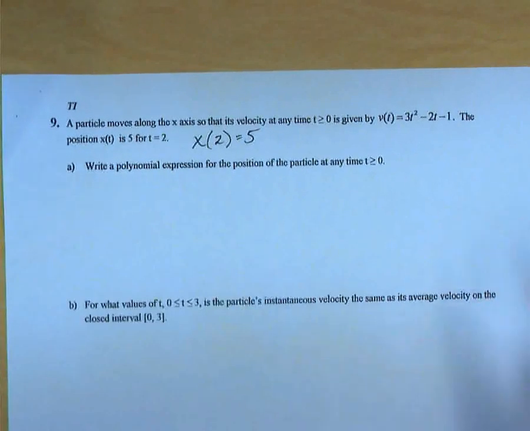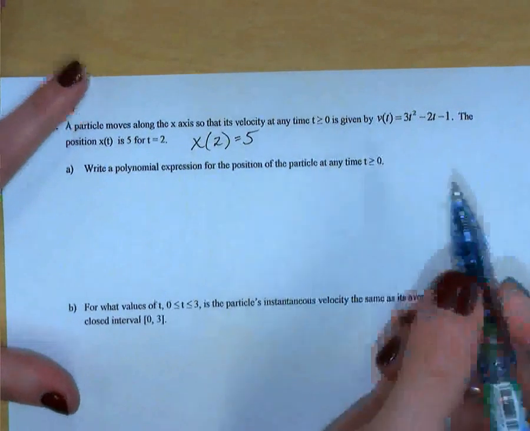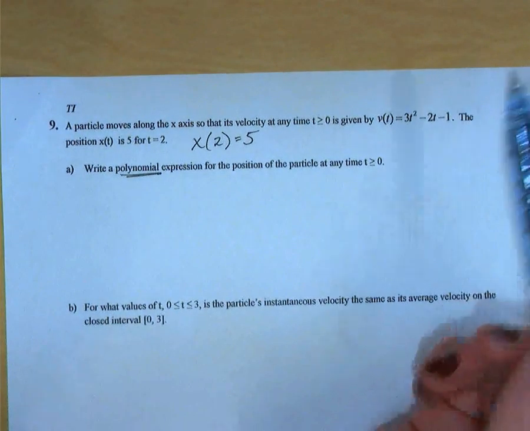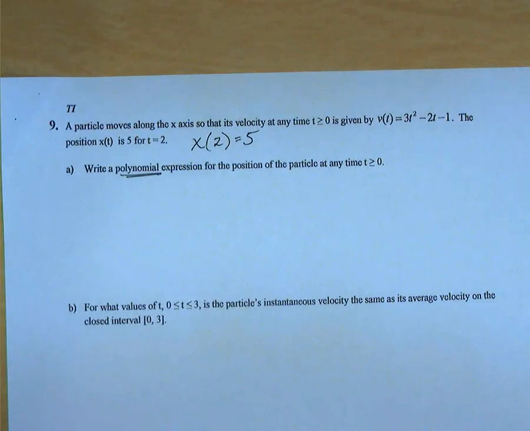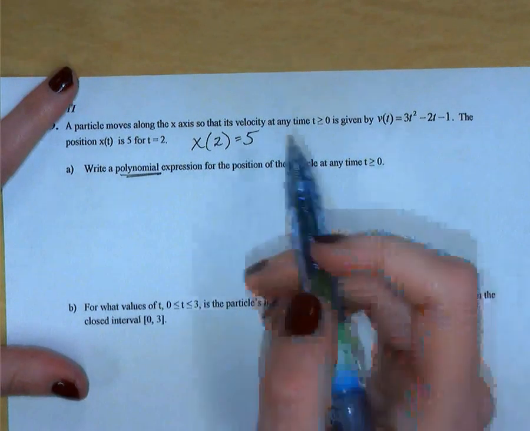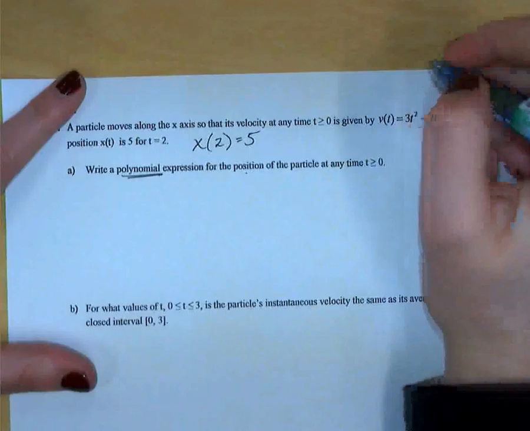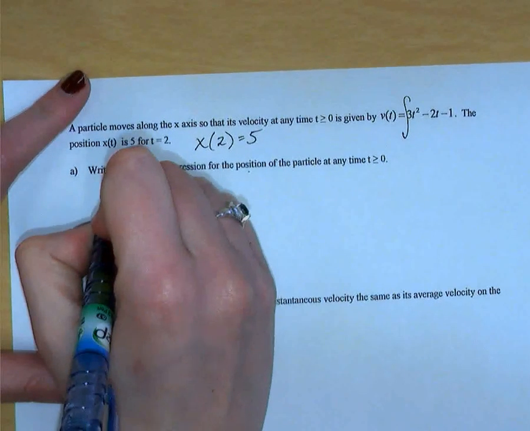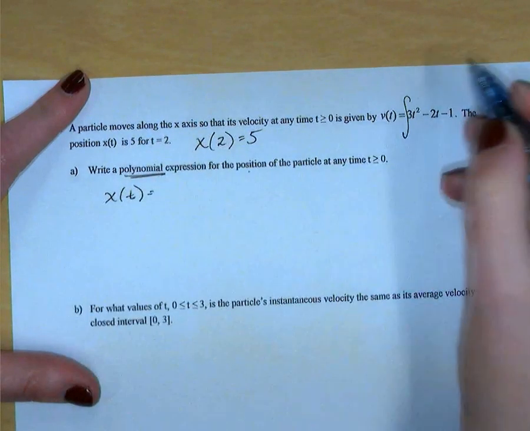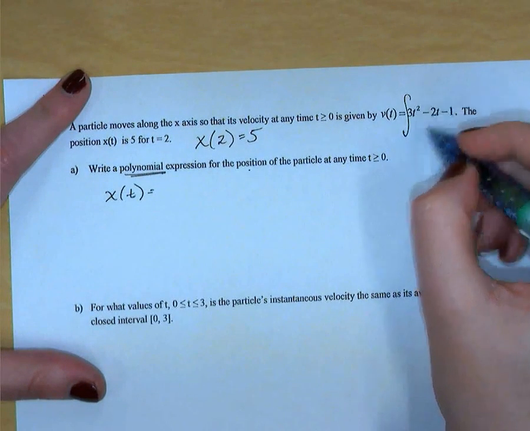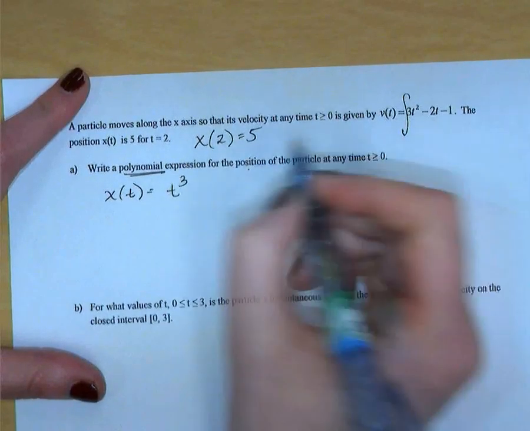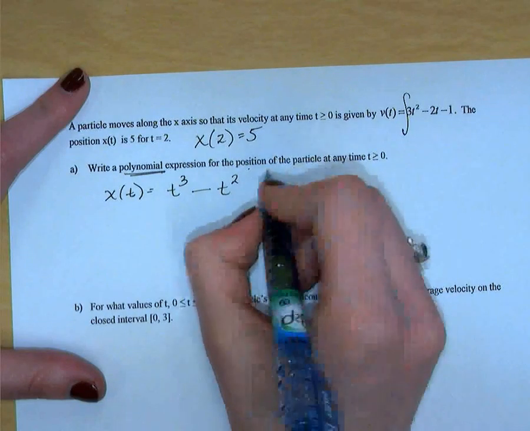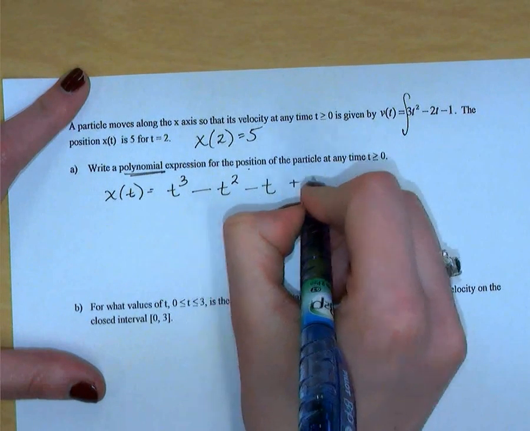Okay. Part A, write a polynomial expression for the position of the particle at any time. Polynomial, this is huge. If I'm doing that, that means I cannot use an integral, I cannot use a derivative. So what we have to do, if we're writing an expression for position, I need to integrate velocity. So I'm actually doing this by hand. x of t equals, when I integrate, I get 3t cubed over 3, so they cancel, minus 2t squared over 2, the 2's cancel, minus t plus c.